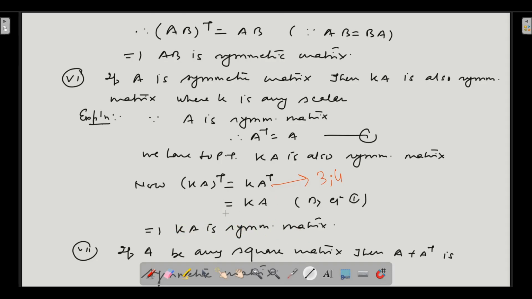Obviously, if (KA) whole transpose is equal to KA, let us consider that KA is a matrix C, then C transpose is equal to C. When C transpose is equal to C, C is symmetric. So C is equal to KA, so KA will be symmetric. Okay, so KA is a symmetric matrix. So this was the property which we learned in today's class. Thank you very much.